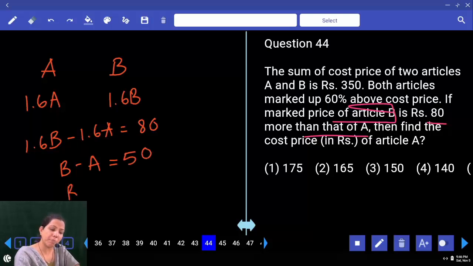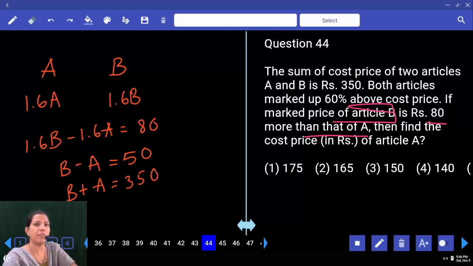And we know that B plus A is equal to 350. So B minus A is 50 and B plus A is equal to 350. If your question is what is B? 350 plus 50 by 2.